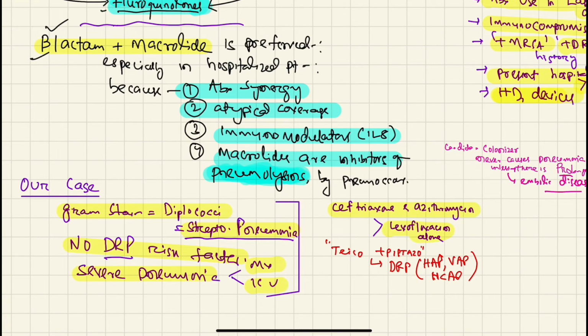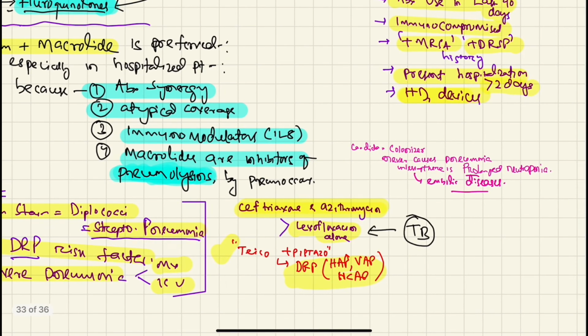Levofloxacin is also not given in India because of the issues of tuberculosis. We have to save the fluoroquinolones for tuberculosis. So ceftriaxone and azithromycin are the drugs of choice in this case, right? Only if DRP is present in our patient, then we will give teicoplanin and piperacillin-tazobactam. It is especially used in hospital acquired pneumonia, ventilator associated pneumonia, or healthcare associated pneumonia, right?